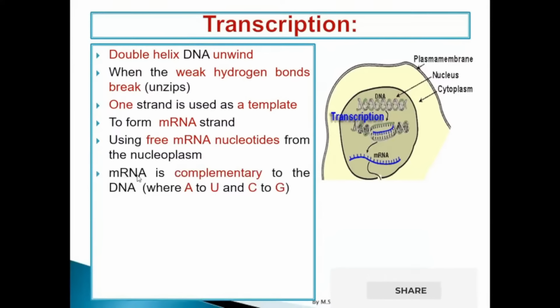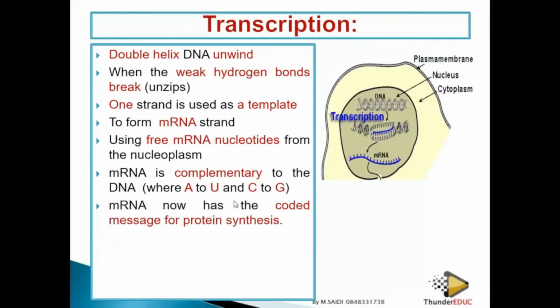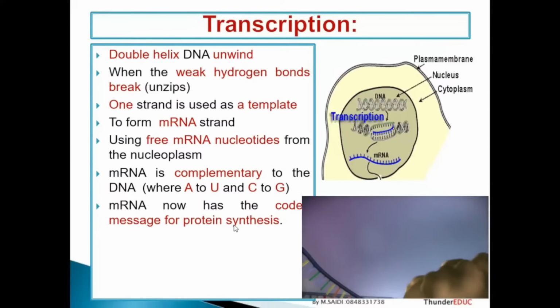Then the messenger RNA is complementary to DNA. So it means that where there is A, you're going to have U, and where there is C, you're going to have G. Remember, the messenger RNA does not have thymine. It has what you call uracil. That's why we say A goes with U and then C goes with G. Then the messenger RNA now has the coded message for protein synthesis.